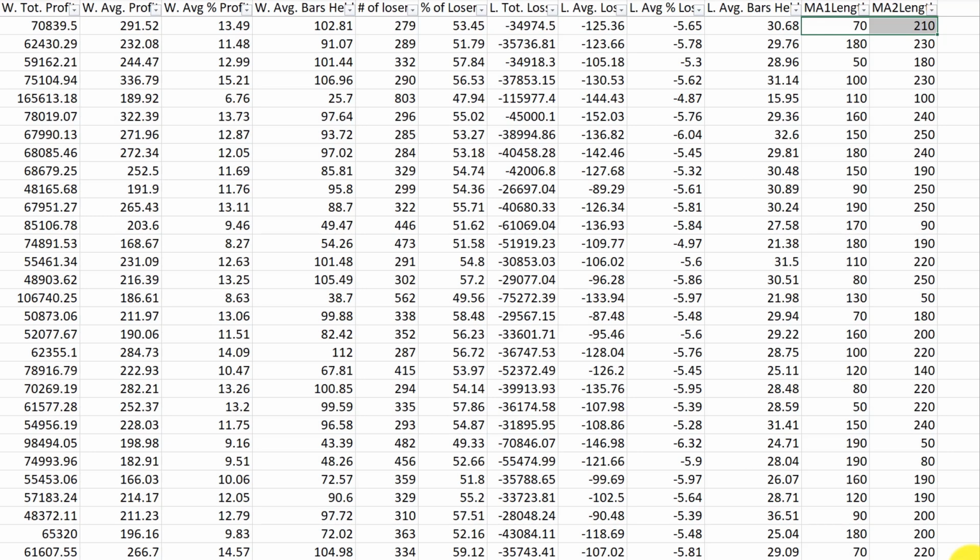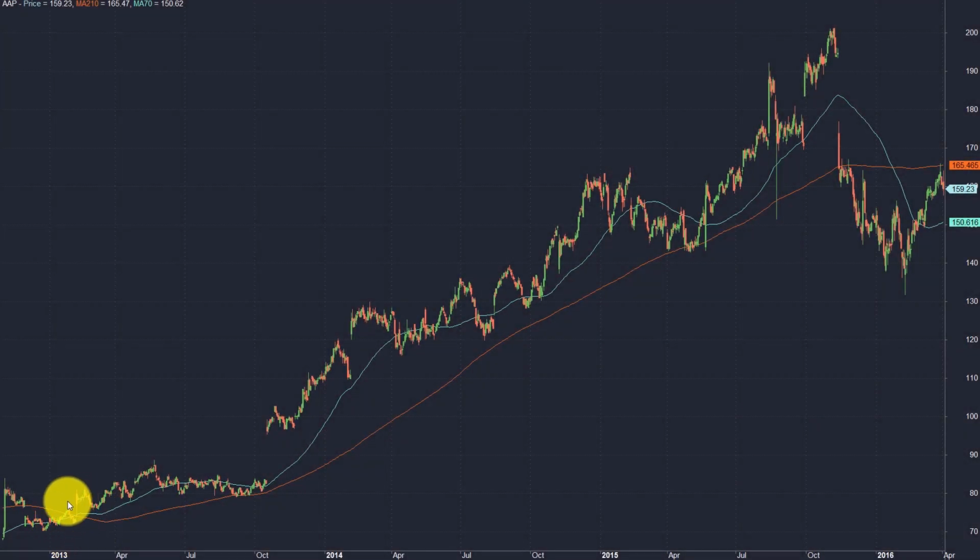As I said, all combinations are tested on all S&P 500 stocks, and all combinations include a couple of other rules which I will put in the description of the video for you. Let's have a look at an example trade. Two moving averages are plotted on a chart where the shorter 70-day moving average crossed above the longer one here, which would act as a signal to buy this particular stock. The stock would be held up until this point, where we can see that the 70-day moving average crossed below the 210-day moving average, which acts as a signal to sell the stock.